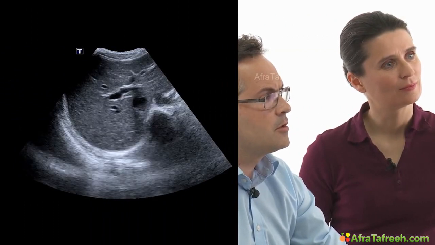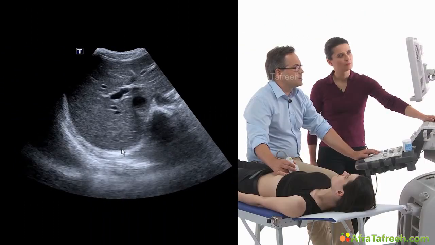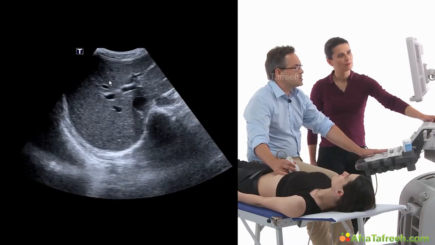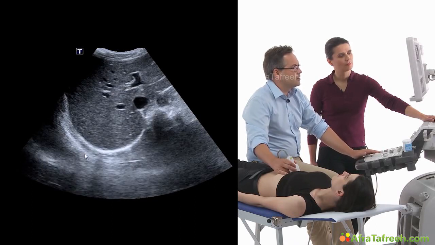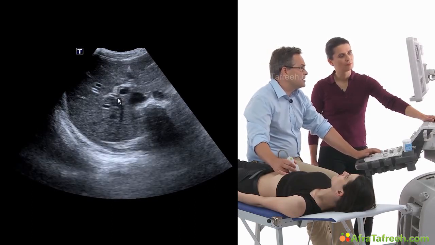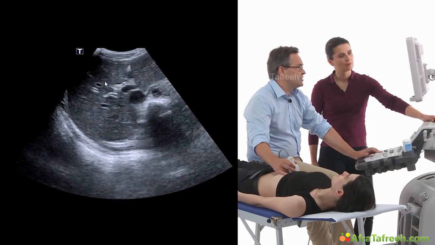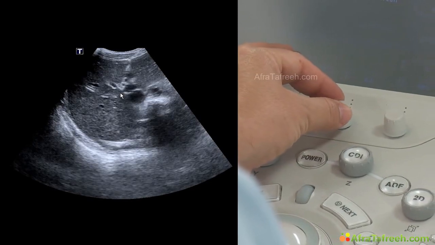So we start with a quite low frequency of 1.9 megahertz, and we can nicely see the penetration is very good. We can see structures that are quite far away from the transducer, but the details are not so fine. So I'm going to increase the frequency step by step.